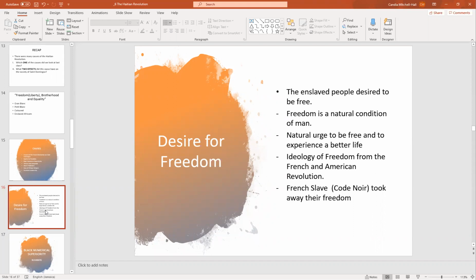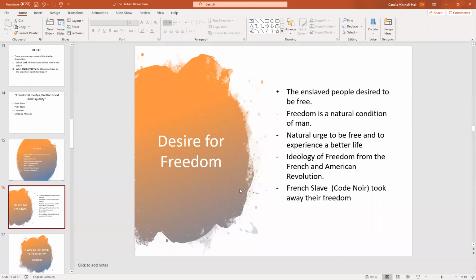Coupled with that, the French Revolution and the American Revolution used the whole idea about freedom, liberty. And so these Africans wanted freedom. And that is one of the main causes of any slave revolt: the desire for freedom, the desire not to be enslaved anymore.